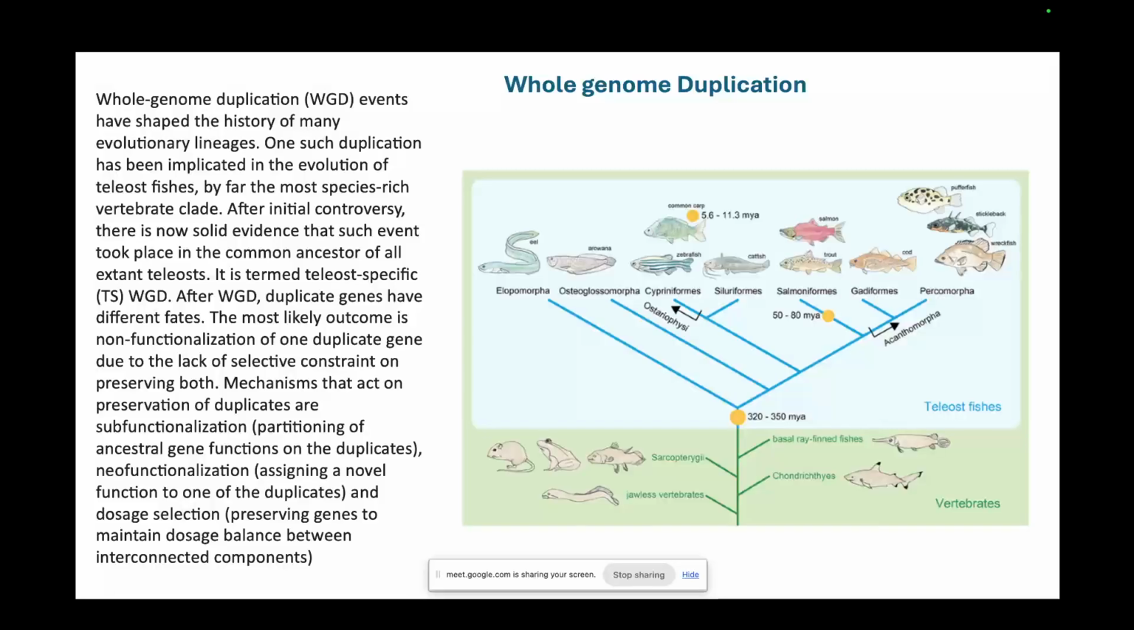But in some cases, subfunctionalization can happen. There will be a partition between the ancestral gene and the duplicate. The duplicate will take on some functions of the original gene, but it will not replicate the whole original gene in itself, right? So there can be many combinations of that. We'll come to that in a later slide. But events like these can happen in the genome, and you can determine these events using sequencing data across different individuals.